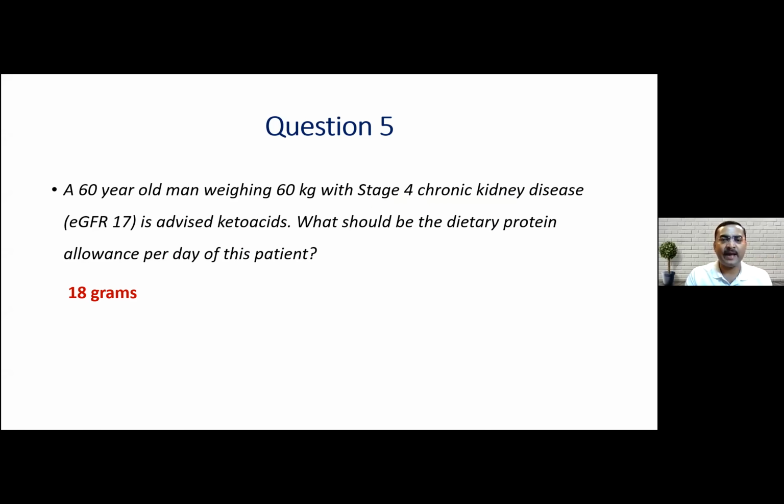A 60 kg man with stage 4 chronic kidney disease is advised keto acids. So if someone is advised keto acids, then you need to cut down on the protein intake, because keto acids per se have a high protein content. They are nitrogen-free analogs of essential amino acids. And the protein content is cut down to 0.3 grams per kg per day in someone who is advised keto acids. So 0.3 grams per kg of a 60 kg individual would be 18 grams.